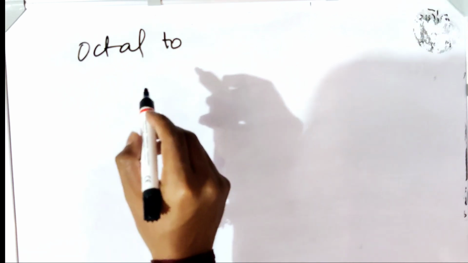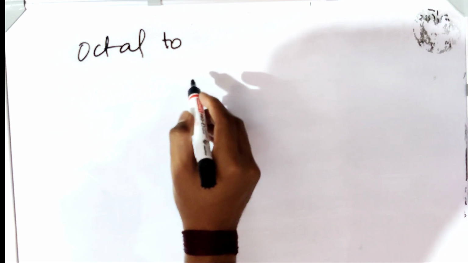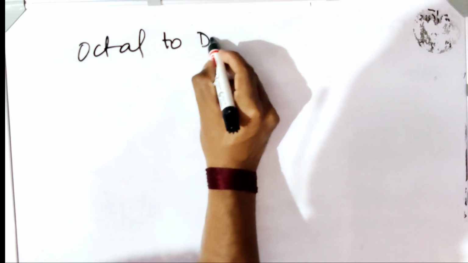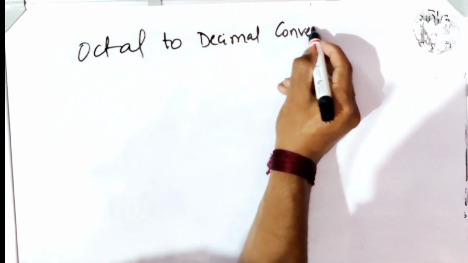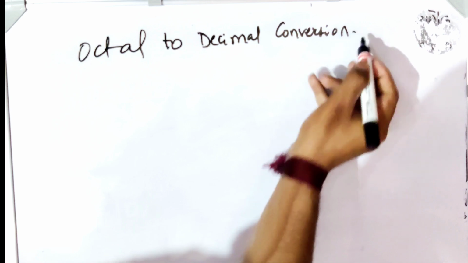In this video, we are going to discuss octal to decimal conversion. Octal is nothing but a number to the base 8. Decimal is nothing but any number to the base 10. So how are we going to convert it? We'll solve it using an example.